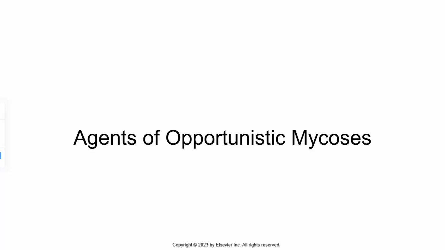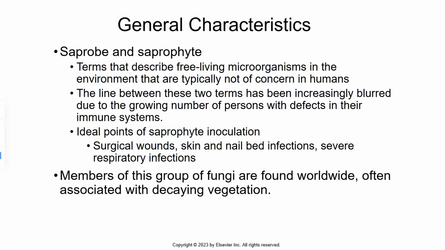So in agents of opportunistic mycoses, these usually only cause infection in the immunocompromised or otherwise weakened individuals. They're important to note because a lot of them cause very similar infections, but there are distinguishing features of each that you can look at to tell them apart microscopically. Saprobe and saprophyte describe free-living microorganisms in the environment that are typically not of concern in humans. The line between these two terms has been increasingly blurred due to the growing number of people with defects in their immune systems. Ideal points of saprophyte infection are surgical wounds, skin and nail bed infections, or severe respiratory infections. Members of this group of fungi are found worldwide, often associated with decaying vegetation.